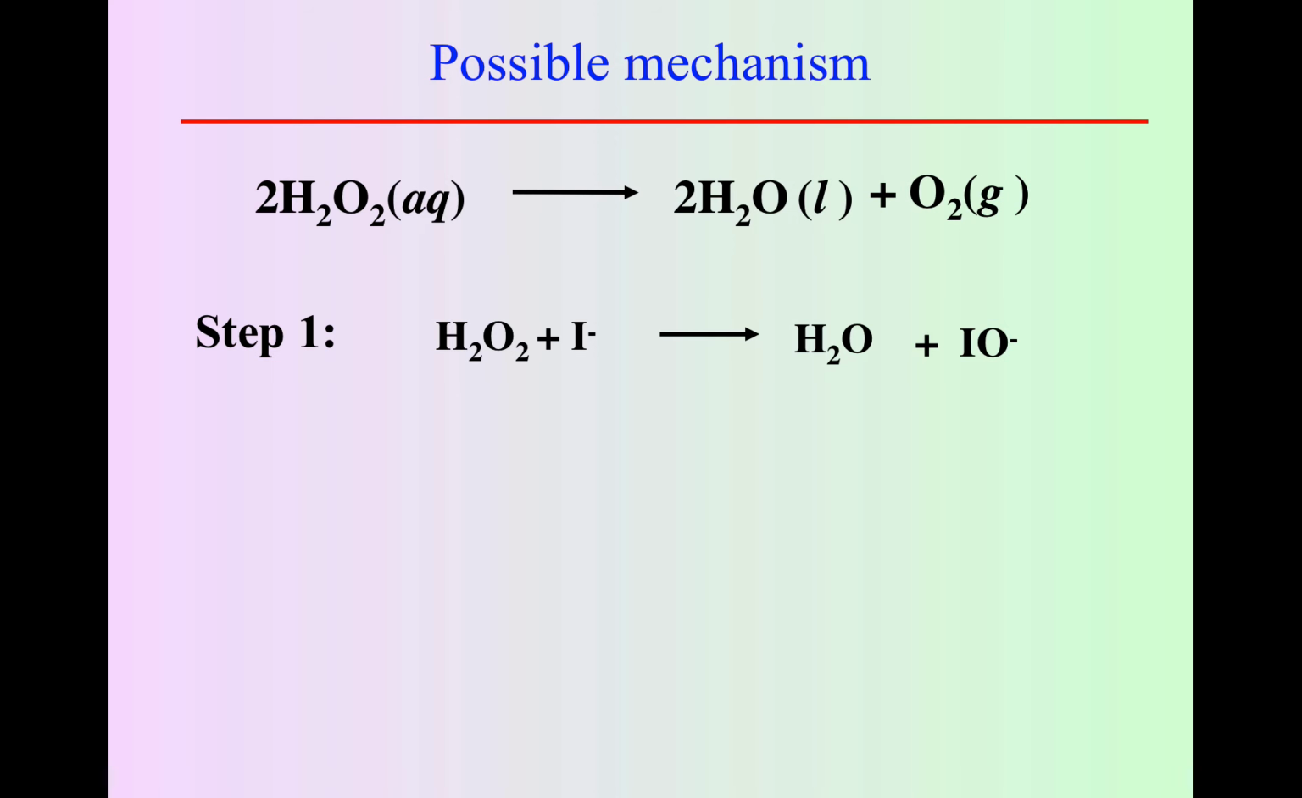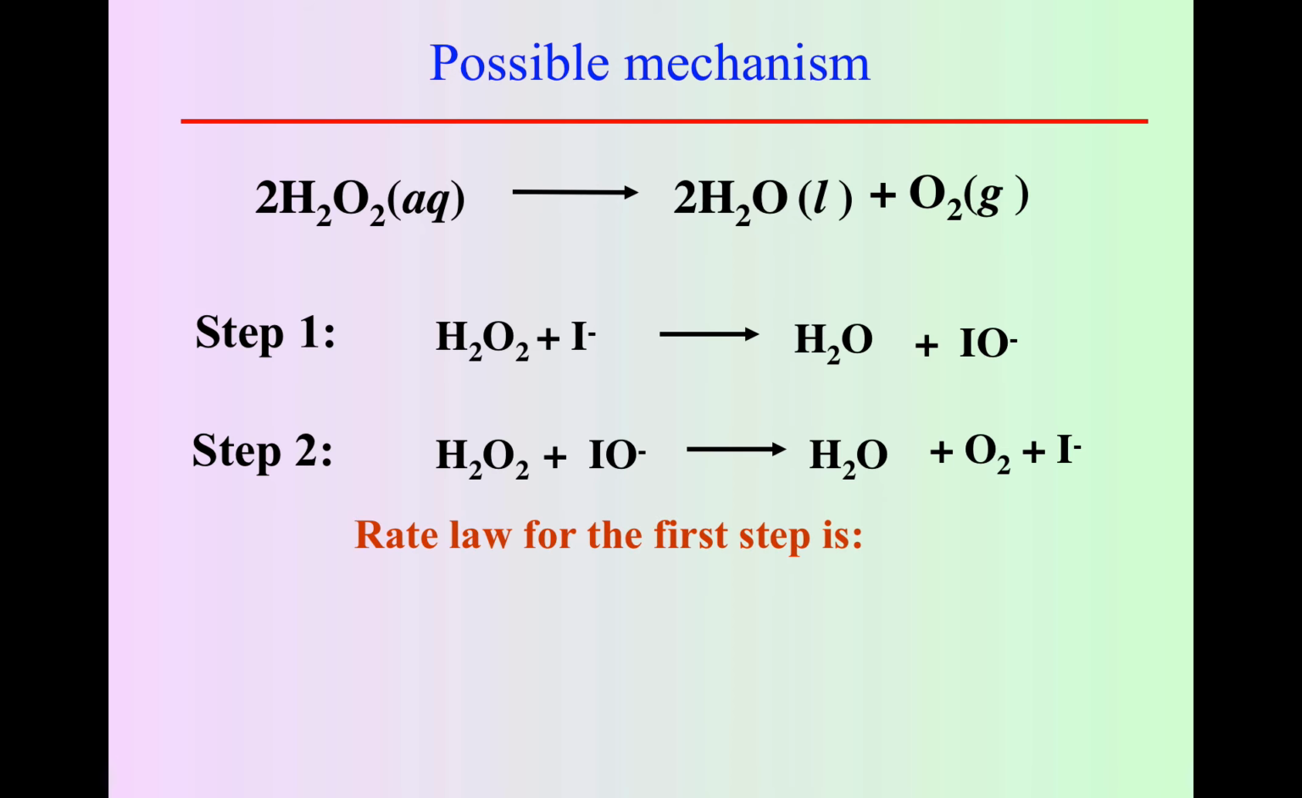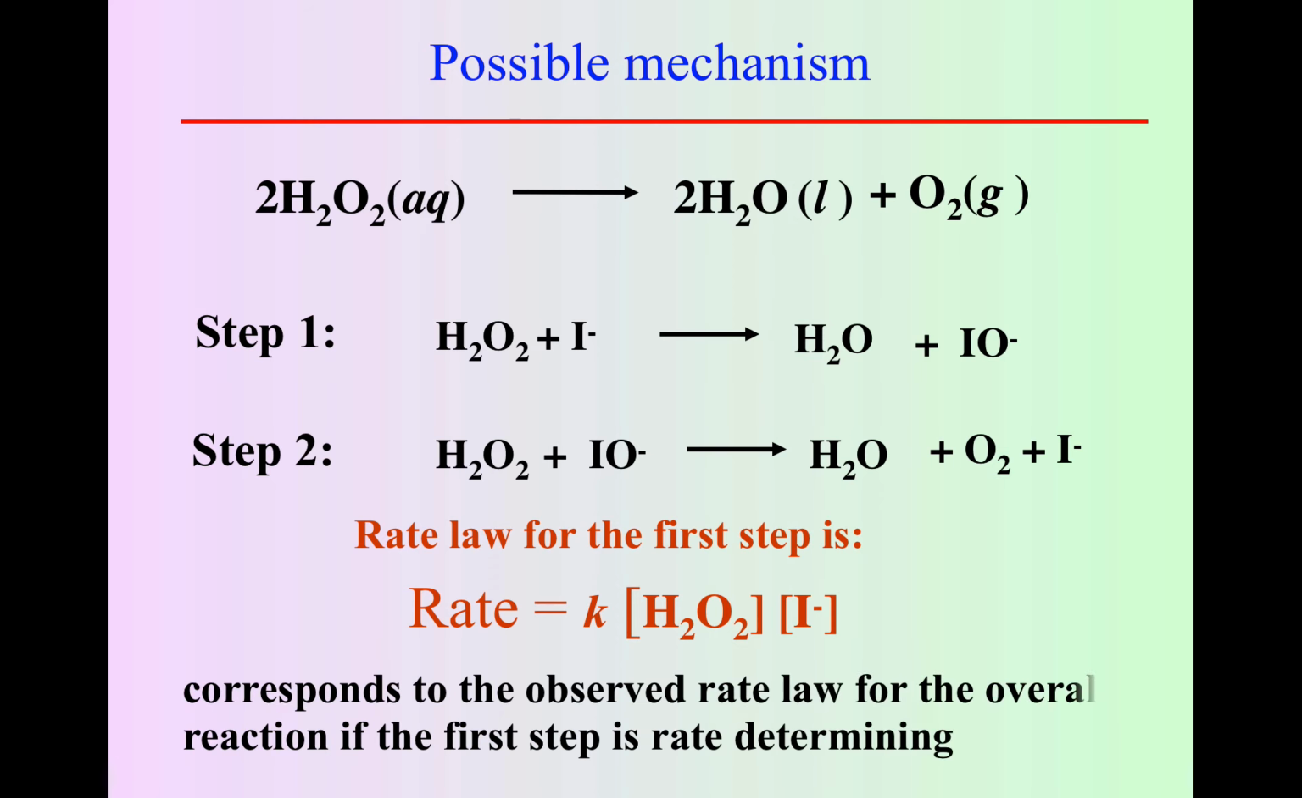So step one, you could have iodide slamming into hydrogen peroxide to form water and IO minus. Now IO minus isn't a reactant, and IO minus isn't a product. It's something that was made in one step, then gets slammed in the next step. So IO minus then gets slammed by hydrogen peroxide to form water, oxygen, and iodide. So IO minus was made in one step and used in the other step. That makes it an intermediate.